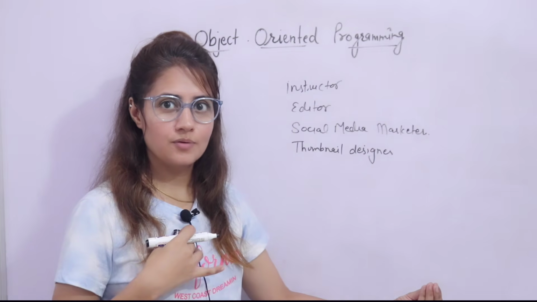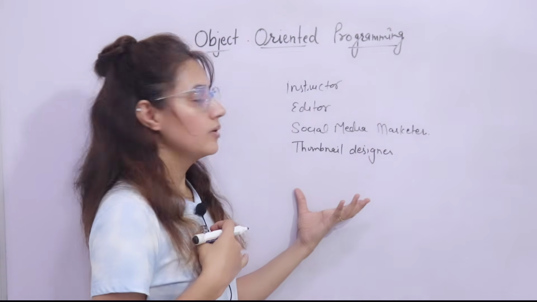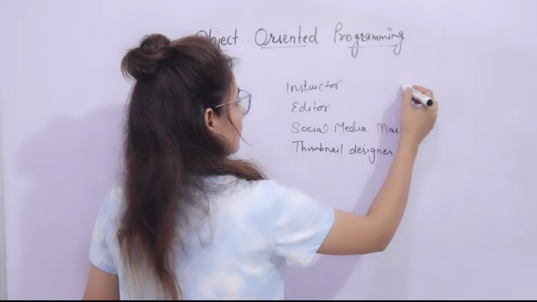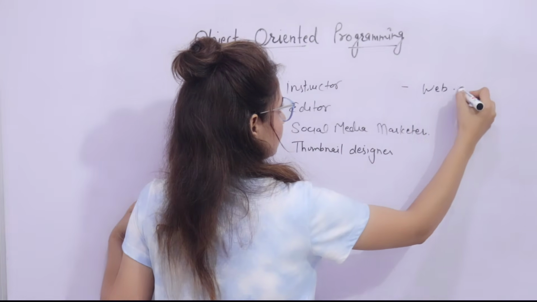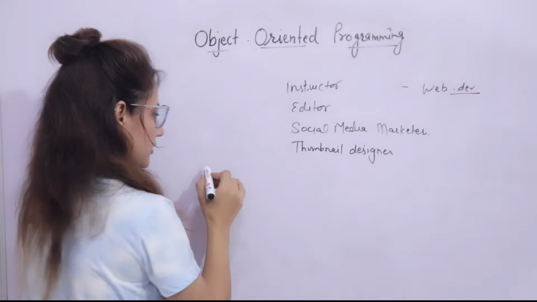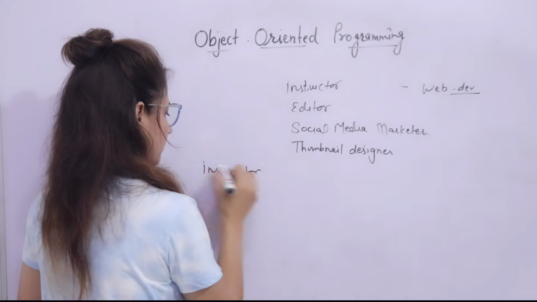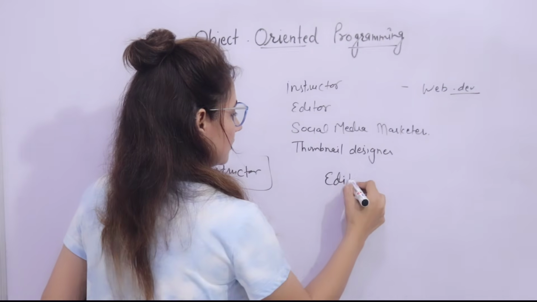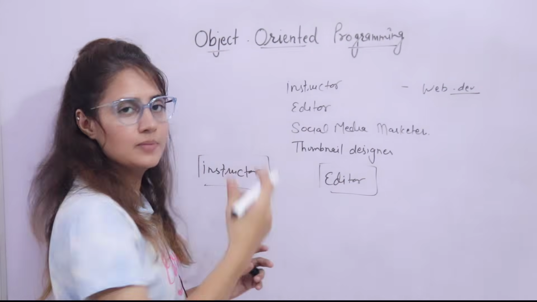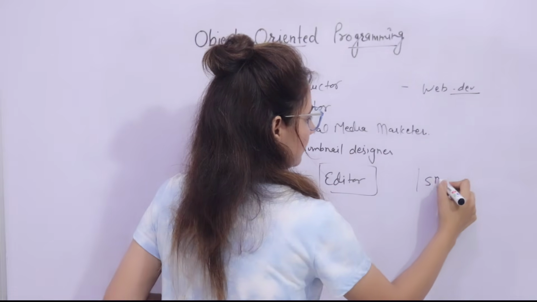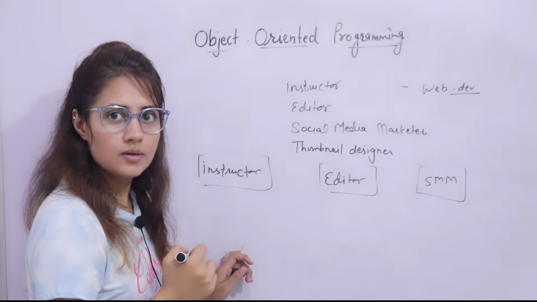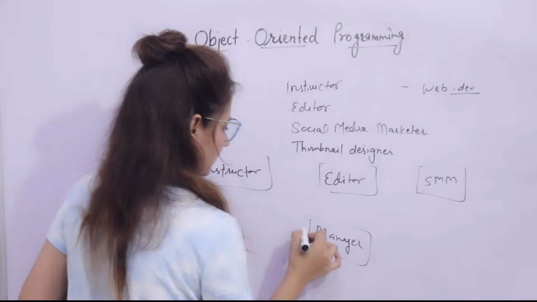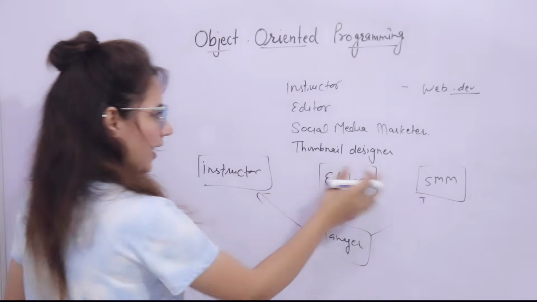For one person, fine. Now, what can I do to solve my problem? If I am going to start another course, web development, I can hire one instructor that will teach this course, and maybe one editor that will do the editing as well as thumbnail designing. I will hire a social media marketer, and I would be the manager. Now my task is to manage these things.